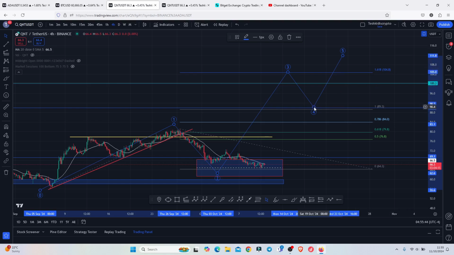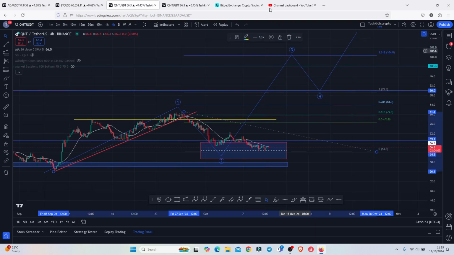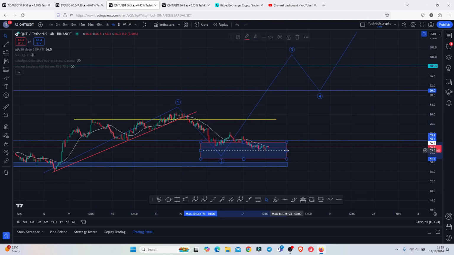Then we can expect a short-term pullback in a wave 4, then continue pushing even higher in an Elliott wave count 5. So that is the price action that I'm expecting to play out as long as we continue holding between the $61.3 and the $68.4.